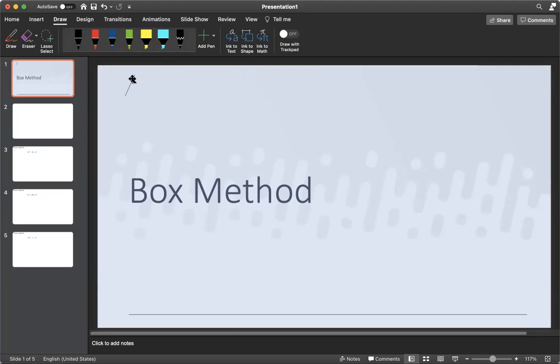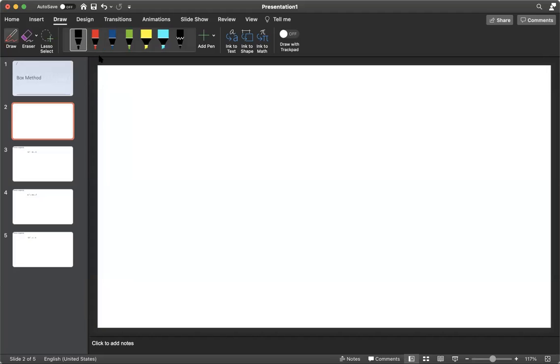This is the box method. Last class, we learned our X method. So we use our X method when A is equal to 1. An example would be, we have 1x squared plus something.